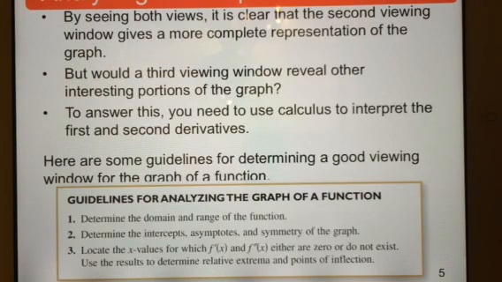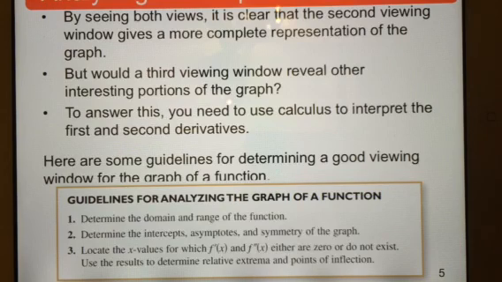You will see that it's obvious that the second viewing window is a more complete representation of the graph. So for us to see all the important parts of the graph, this is when we need to use calculus to interpret the first and the second derivative. So the summarized guidelines for analyzing the graph of a function are the following.